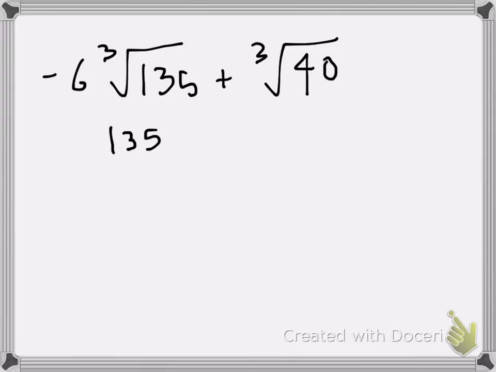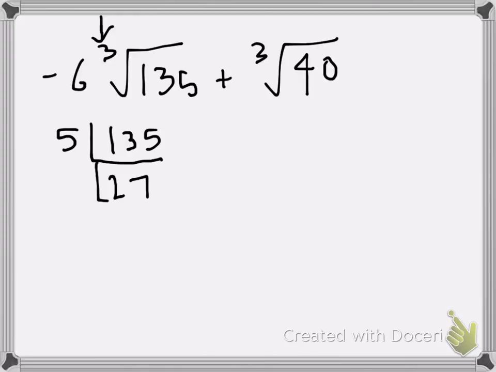I'm sorry, not look for pairs. This is a big deal because our index is 3 up here on our radical. We need to look for groups of 3 of the same numbers in order to pull anything out here. So when I look at that 135, I notice the 5 at the end, so I'll start by pulling a 5 out of this thing, which is 5 times 27.